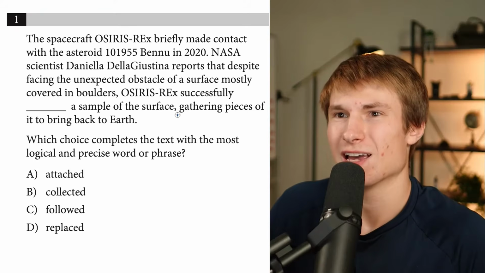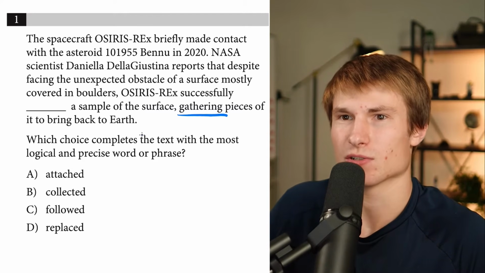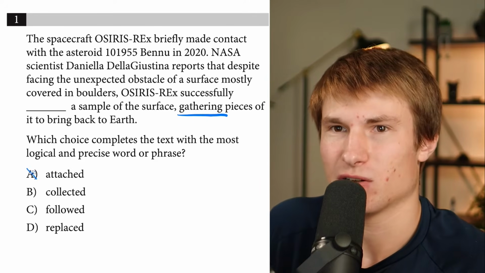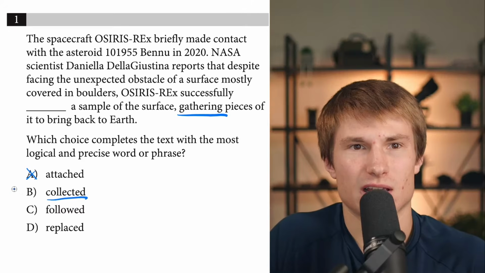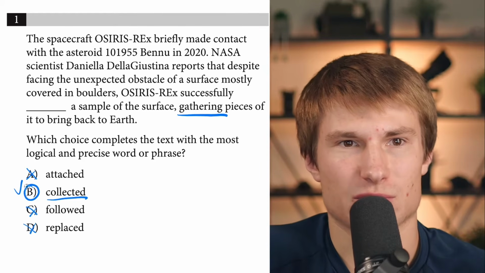So it successfully, I would assume, something along the lines of gathered a sample of the surface. We have option A, attached. That wouldn't make sense. B, collected would make sense in this case. If we take a look at C, followed, we wouldn't follow a sample of the surface or replace it. We would collect it. So our answer would have to be B.